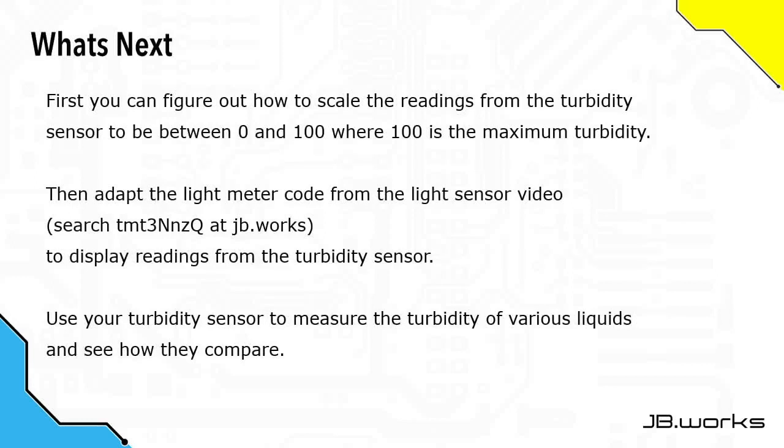One of the things you can do next is to figure out how to scale the readings of turbidity between 0 and 100, where 100 is the maximum turbidity. And some of the videos from the series on sensors for the JackBord Basic might help with that. And then adapt the light meter code from one of the videos in that series, and you just search the TMT code show to find it, to display the readings from the turbidity sensor using a gauge.